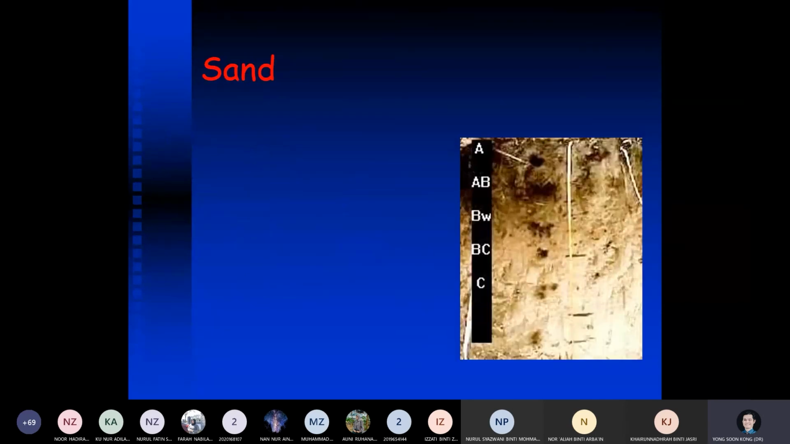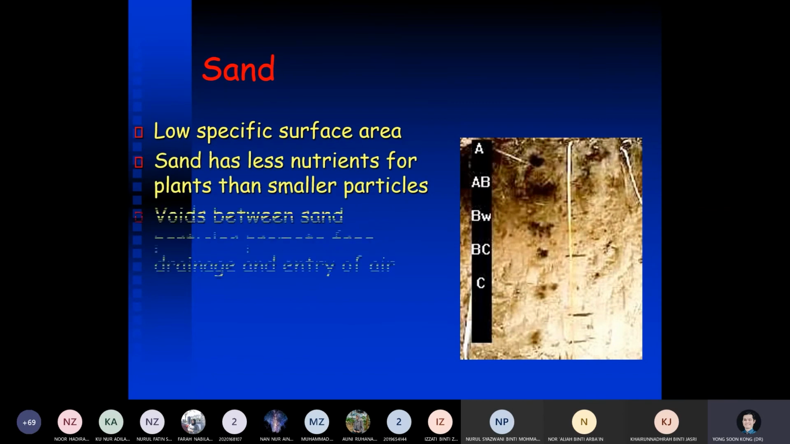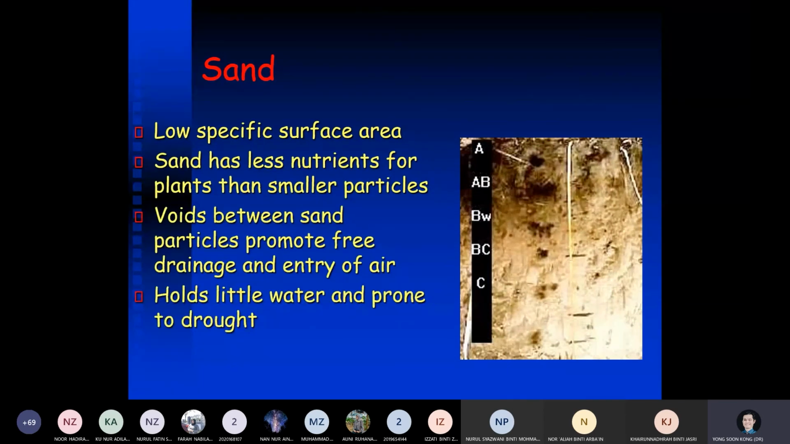Okay. Next one, the sand. Where can you find sand? You can only find sand near the A horizon, maybe between the A and B horizons, but most likely you can find it in the A horizon. Now, sand particles are usually larger, so the surface area is not that high. It's quite low. Sand also has less nutrient content because sand particles cannot retain organic matter. Things will just flow through it. It cannot retain it because it has less surface area.